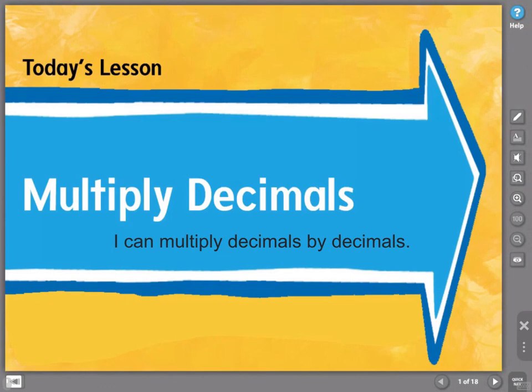That brings us to the end of today's lesson. Our lesson was on multiplying decimals, and our I can statement was, I can multiply decimals by decimals. I look forward to seeing you in class tomorrow.